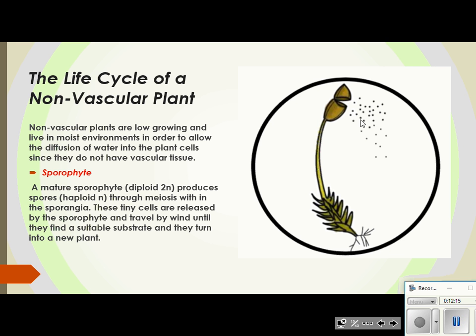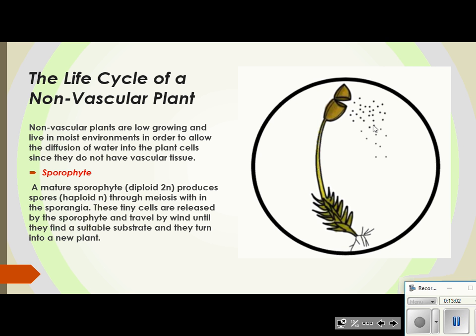These spores are haploid. They are created by meiosis. Do you remember meiosis? We've discussed it this year. We take a diploid cell and we make it into 4 haploid cells, right? Now, these cells are released and travel through the wind until they find a suitable substrate. That suitable substrate could be something like water to help them travel down.